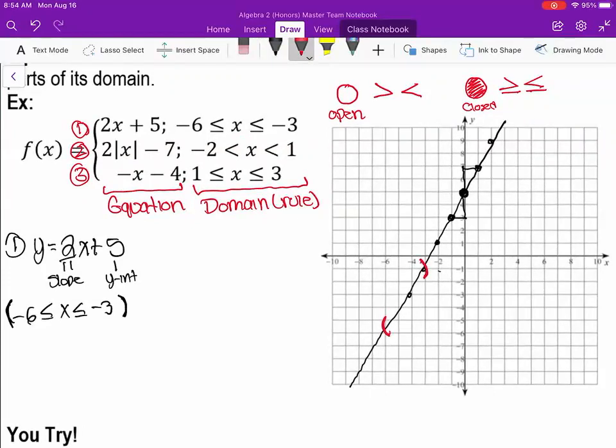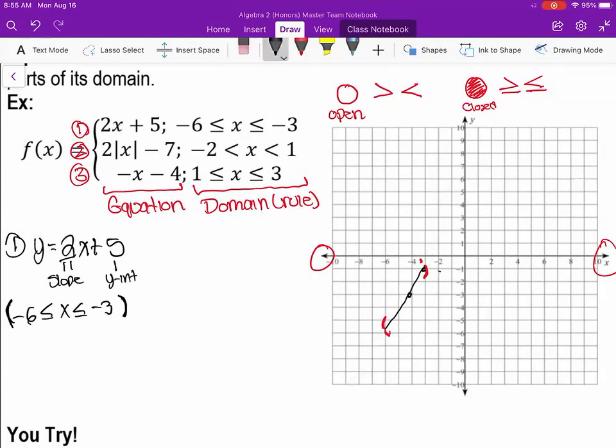All right, and remember, we're looking at left to right. We are looking at the x values on the x-axis. All right, cool. Well, once you find the boundaries, I want you to erase everything that is not within the boundary, which is this and this.